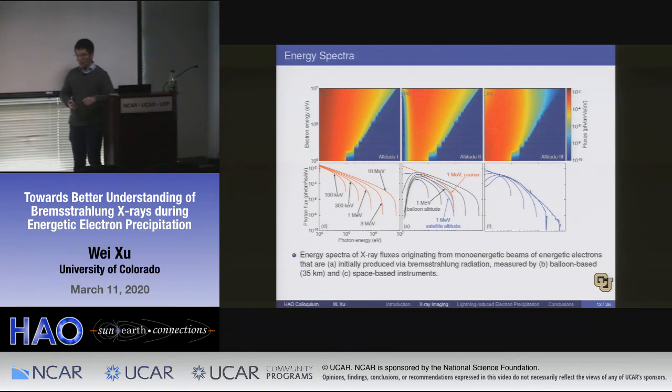Yes, it depends a lot on whether the source precipitating electrons are beamed or isotropic. It also depends on the energy of those particles. If those source electrons are more beamed and more energetic, those secondary Bremsstrahlung X-rays would actually be more beamed, like forward emitted.